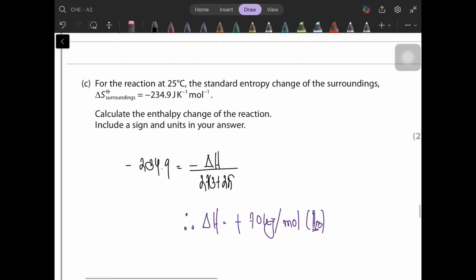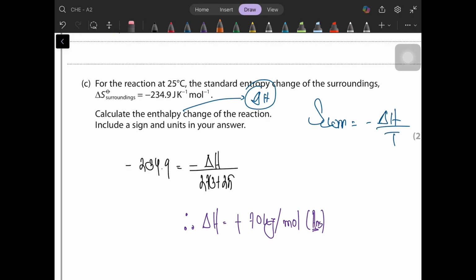So for the reaction at 25 degrees Celsius, the standard entropy change for the surroundings is going to be this. Calculate the enthalpy change. So basically you have to find delta H, right? How do you find delta H from this one? The entropy change of the surroundings is going to be minus delta H by T. Many students forget to give this minus sign, so please take that into account.